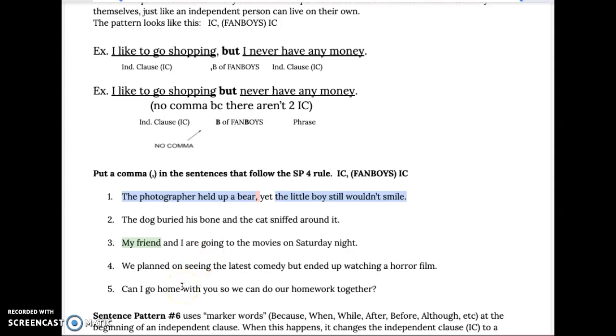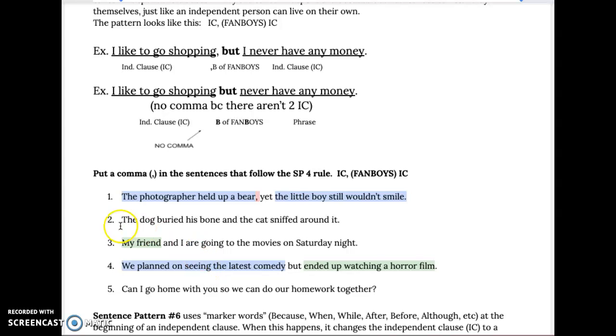Let's try a different one. We planned on seeing the latest comedy. That is a subject, it has a verb, and it's a complete idea. Absolutely independent. There's our fanboy. Let's check the other side. Ended up watching a horror film. If I came up to you and said, ended up watching a horror film, you'd be like, what? So that is not independent. That actually is, again, another phrase. So look, we don't have matching. If that doesn't work, there's no comma needed right here. You only need it if it separates two independent clauses.